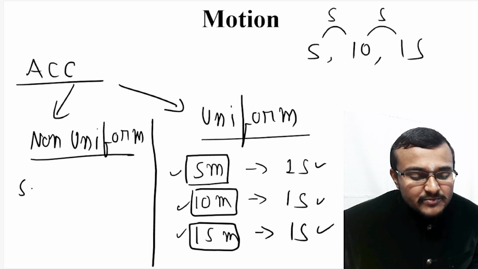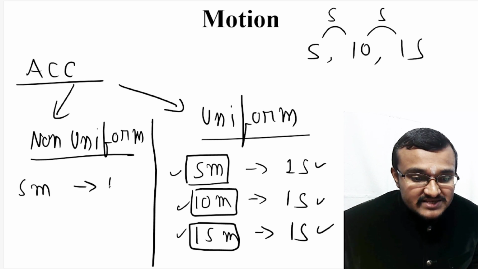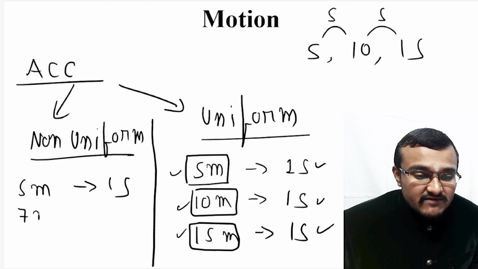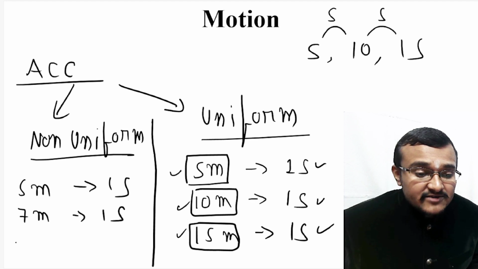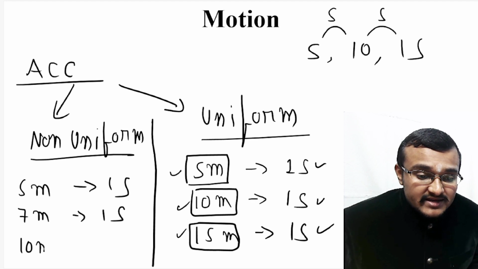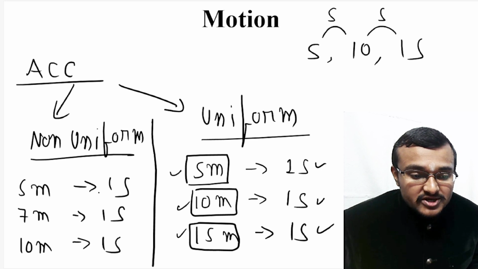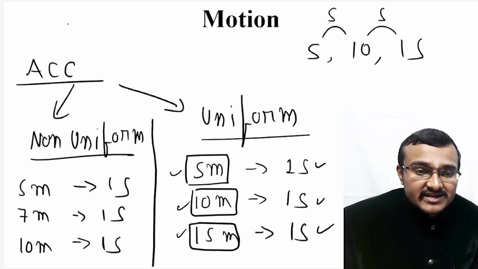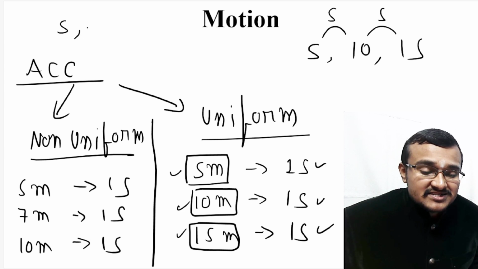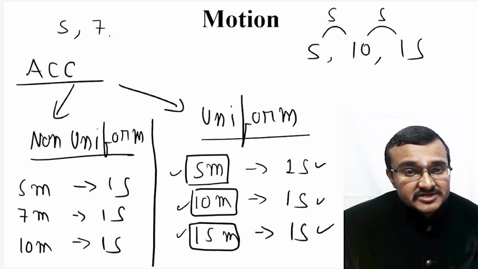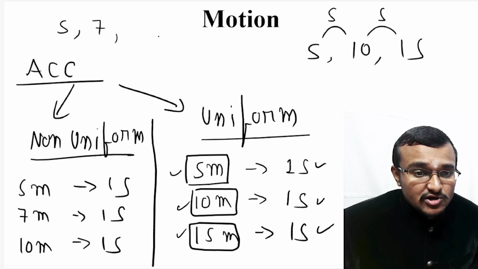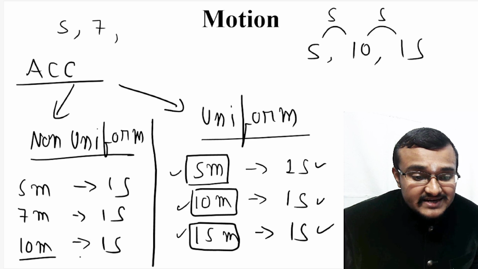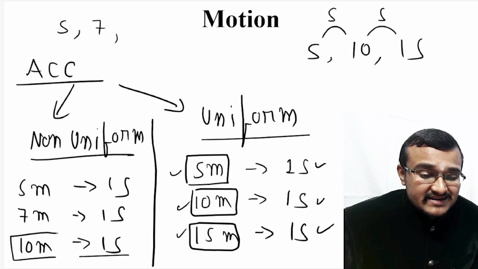That means, let's say a particular object was covering 5 meter in 1 second, then the same object will cover 7 meter in the next second, and it will cover 10 meter in the next second. So here you can see, to cover 5 meter it was taking 1 second, so velocity was 5 meter per second. In the next instance it was taking 1 second to cover 7 meters, so 7 meter per second is the second velocity. And in the third second it was covering 10 meter, so the velocity will be 10 meter per second.